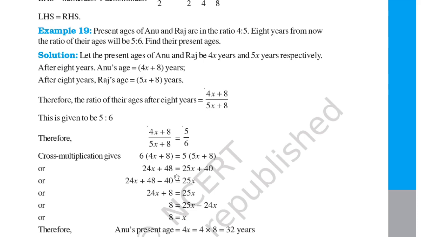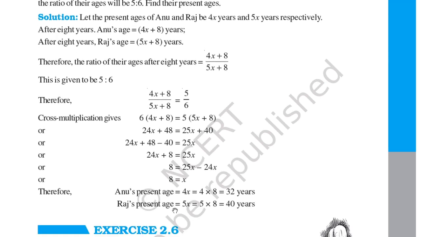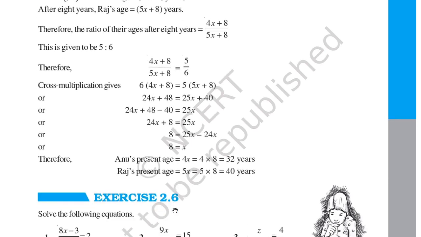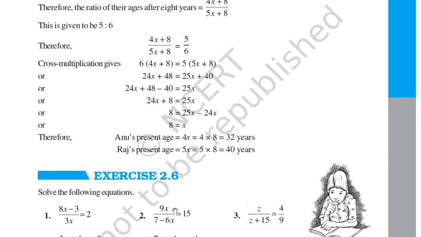So 24x+48, we transpose the 40 here to the LHS, so it becomes 8. So 24x+8 is equal to 25x. We are transposing 24x to the RHS, so it becomes x. So the value of x is coming as 8. So Anu's present age is 4x, that is 4 into 8, that is 32 years. Raj's present age is 5x, that is 5 into 8, that is 40 years.